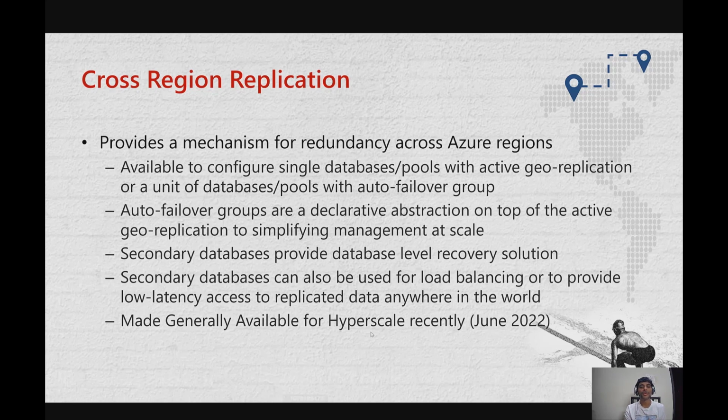All the secondary databases provide a database-level recovery solution. In an ideal world, you can use the secondary databases for load balancing. So if you want to offload your reads, you can send those read workloads to the secondary databases, or you can also replicate the secondary databases anywhere in the world, depending on where your users are. This has been made generally available for hyperscale recently. It was generally available for the general purpose, business critical and other service tiers for a very long time, but we were very happy to announce the general availability for hyperscale in June of 2022.